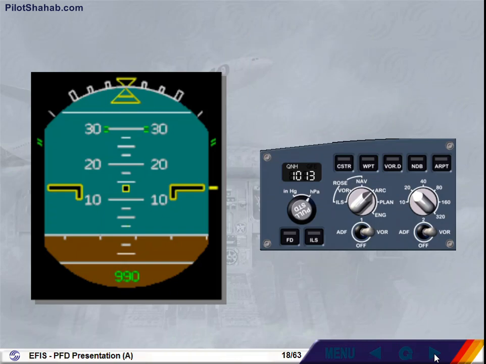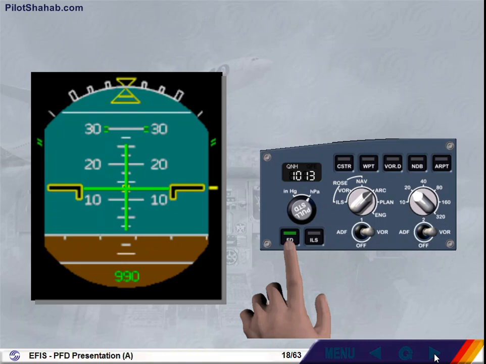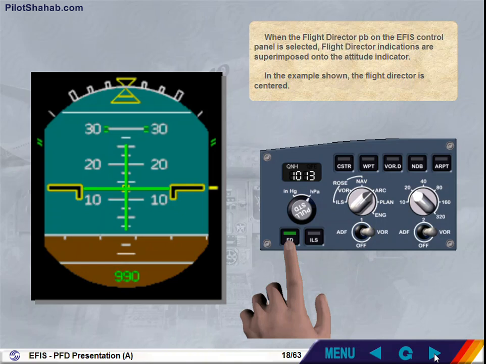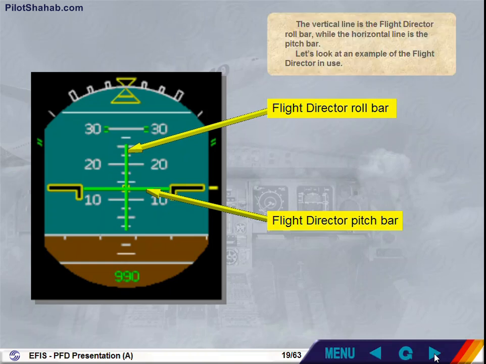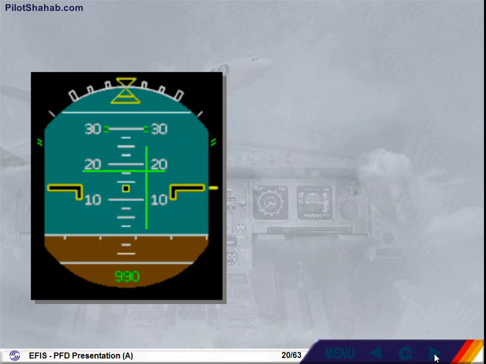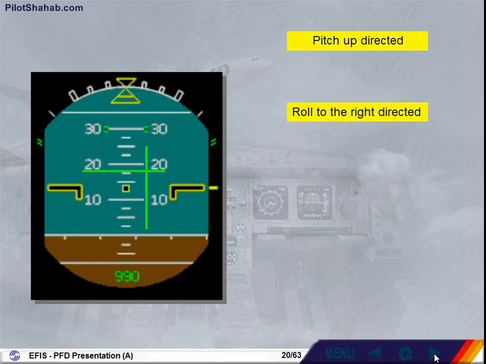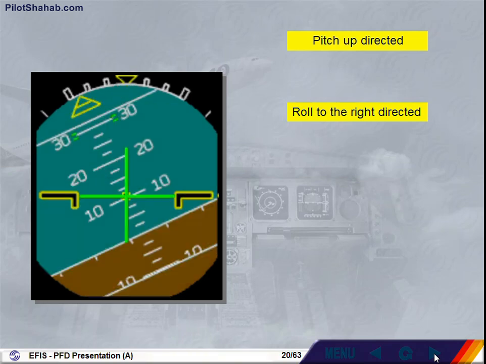When the Flight Director push button on the EFIS control panel is selected, Flight Director indications are superimposed onto the attitude indicator. In the example shown, the Flight Director is centered. The vertical line is the Flight Director roll bar, while the horizontal line is the pitch bar. Let's look at an example of the Flight Director in use. In this example, the Flight Director is directing a pitch up and roll to the right. Once the aircraft has achieved the required pitch and bank, the Flight Director bars will once again be centered.